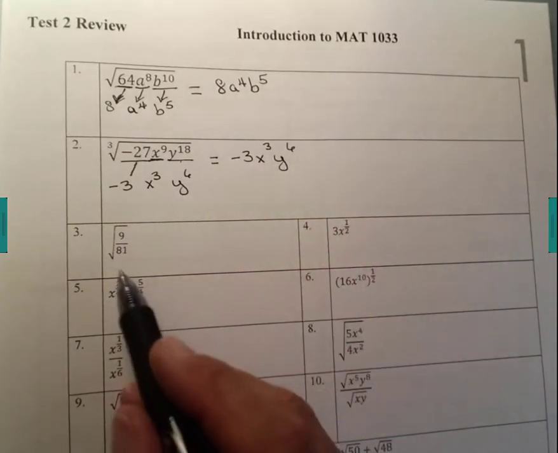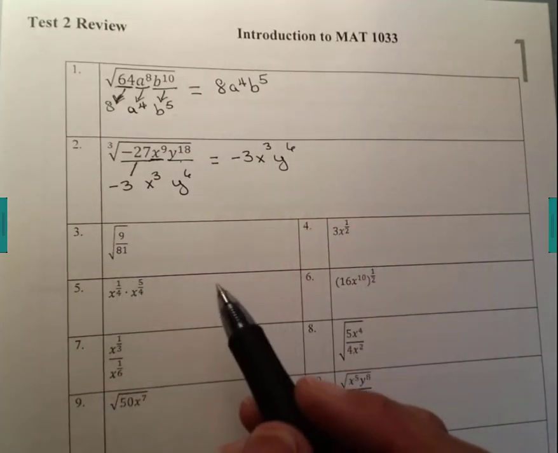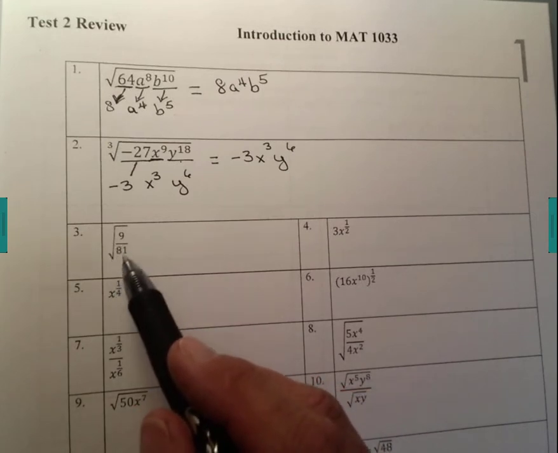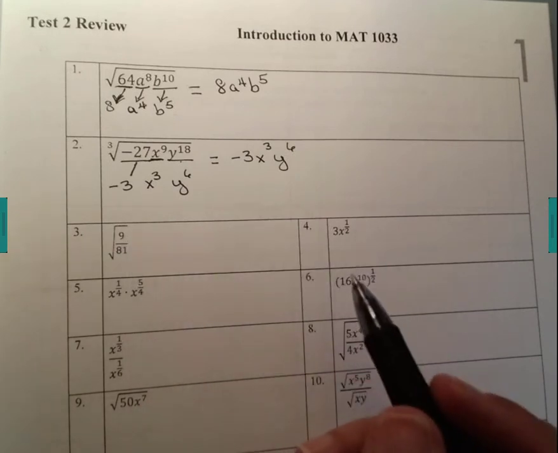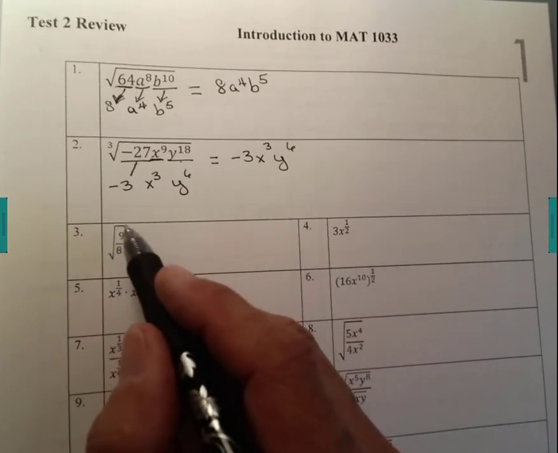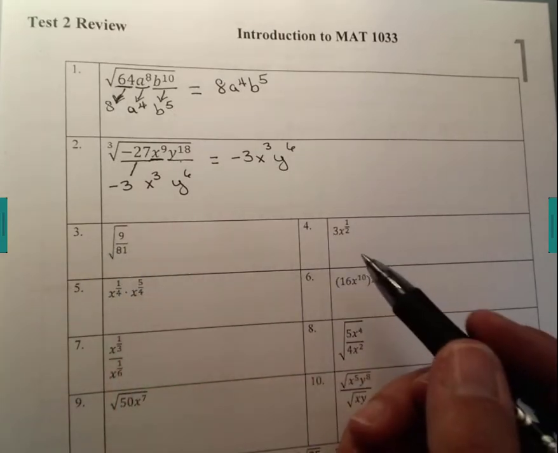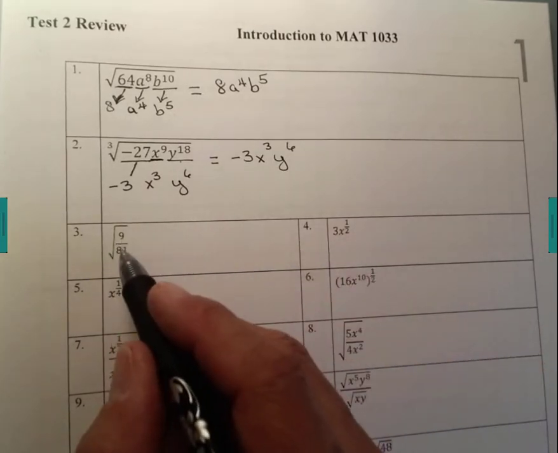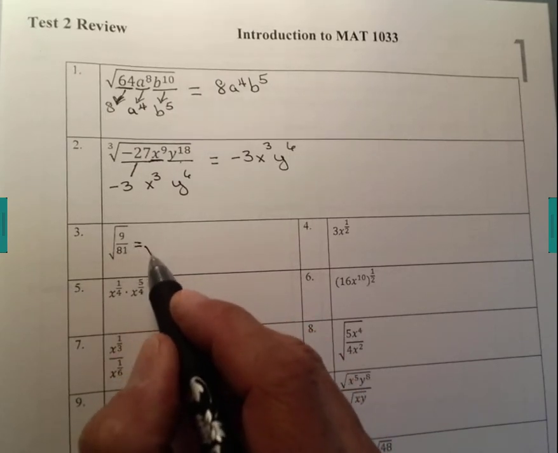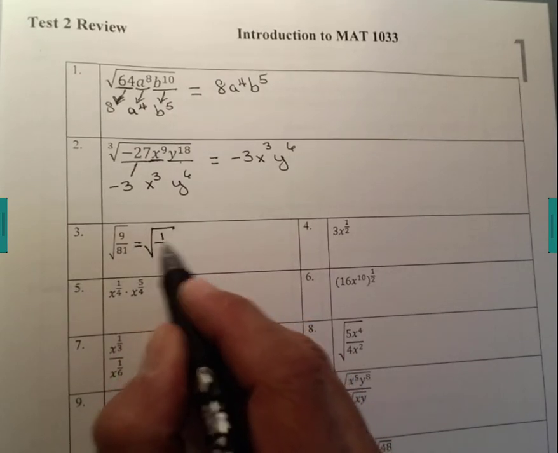Number 3 is, of course, a fraction, and it has a radical under it. And if we can resolve that radical, if we can simplify underneath, it's probably a good idea to do that. You could also split it up into the square root of 9 over the square root of 81 and resolve those. But I know that 9 divided by 81 gives me the square root of 1 over 9.